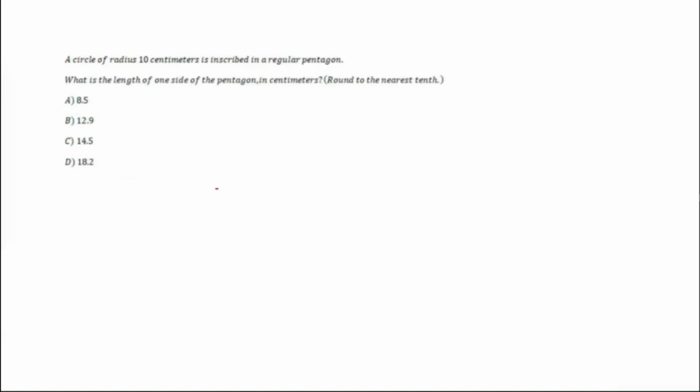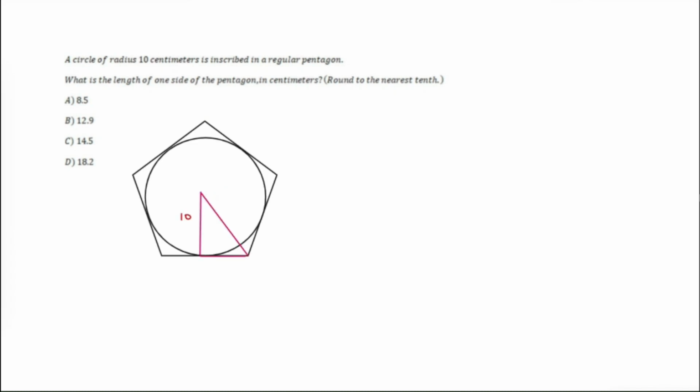Question number 3. A circle of radius 10 centimeters is inscribed in a regular pentagon. What is the length of one side of the pentagon in centimeters? Round to the nearest tenth. The question is a bit difficult since it lacks visuals. So first begin by drawing a quick diagram of the polygon with a circle having radius of 10 centimeters. We may construct a right triangle with the radius, half the pentagon side, and a hypotenuse joining from the pentagon's center to the corner.